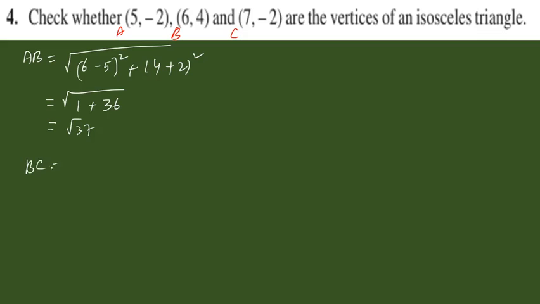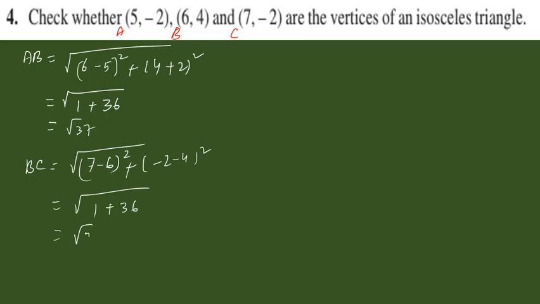What about the BC length, the other one? Let us take the x coordinates. The x coordinates are (7 minus 6) whole square plus (minus 2 minus 4) whole square. So here you will get 1 plus again 36. So you got again root 37. What about the last one?